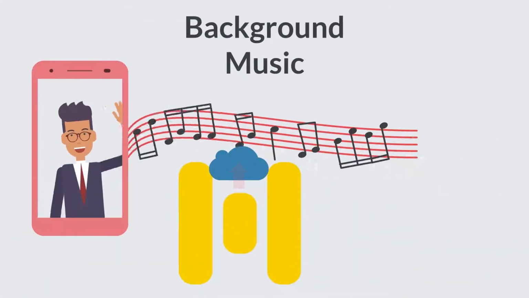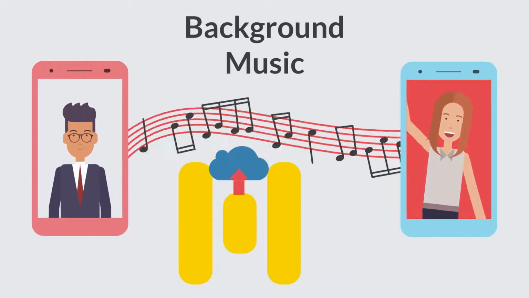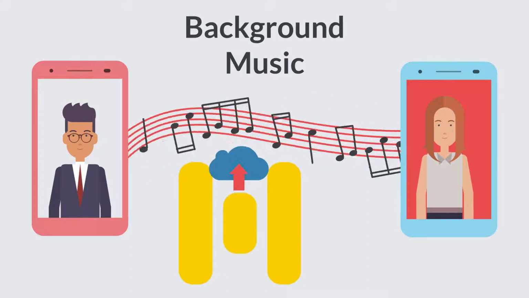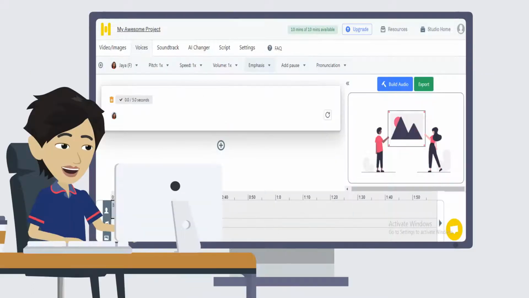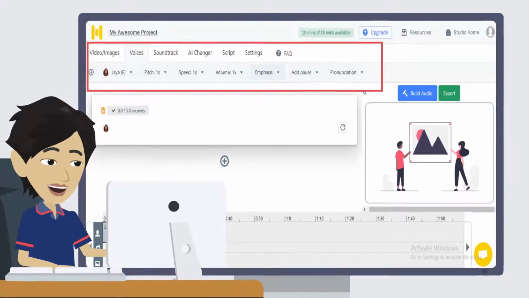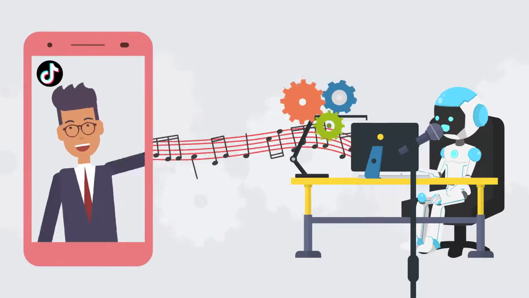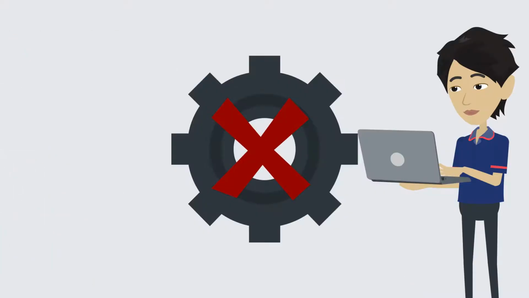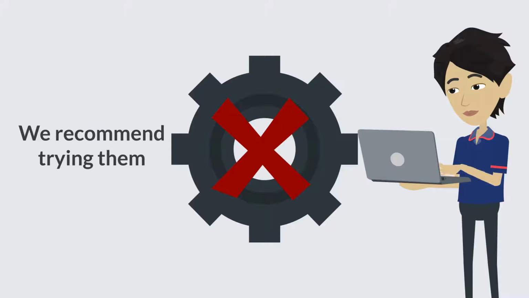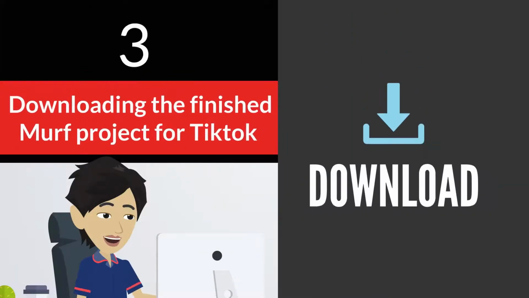You can also upload some background music, which can help make some voices sound even better when speaking your script. You can even change the AI voice settings to add more pauses, emphasis, or change the way words are pronounced to make them sound more human, as well as changing the read style of each voice. There are many settings here that you don't need to use, but we recommend trying them out to see what works for you. Number 3, downloading the finished Murf project for TikTok.